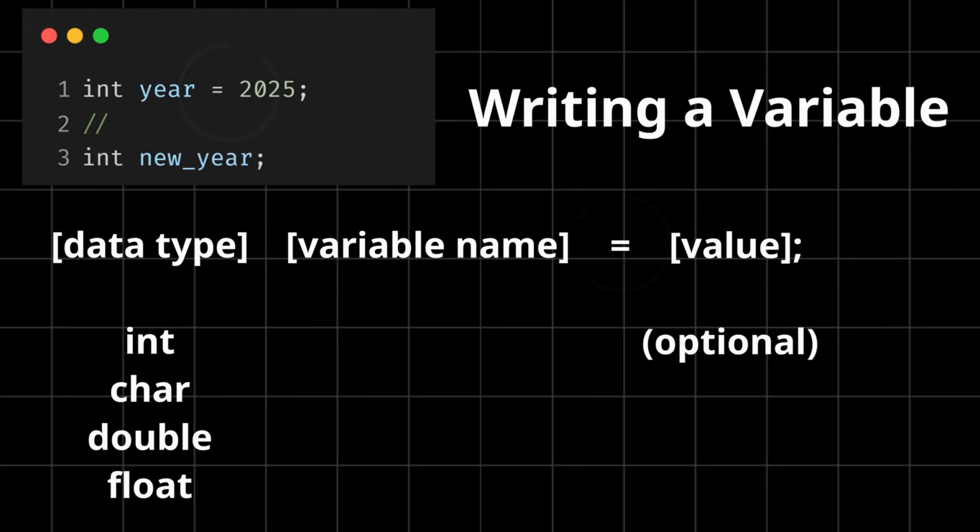Also, in C, one equal sign means assignment, not comparison. So the equal sign here means we're giving the variable year the value of 2025. Lastly, we close it off with a semicolon. A semicolon in C is known as a statement terminator. Basically, it tells the compiler that an instruction or command is done. We'll discuss semicolons more at a later point in this course.